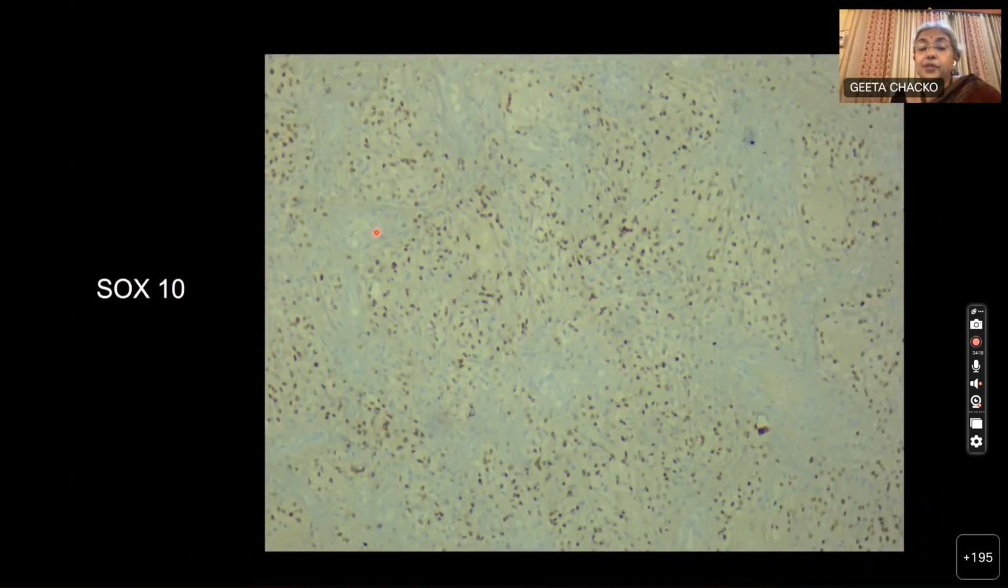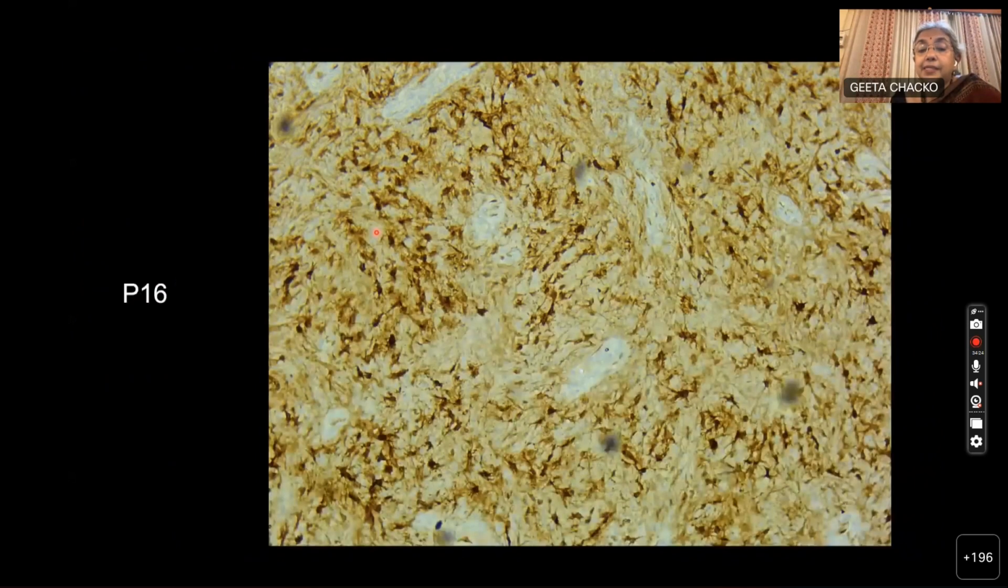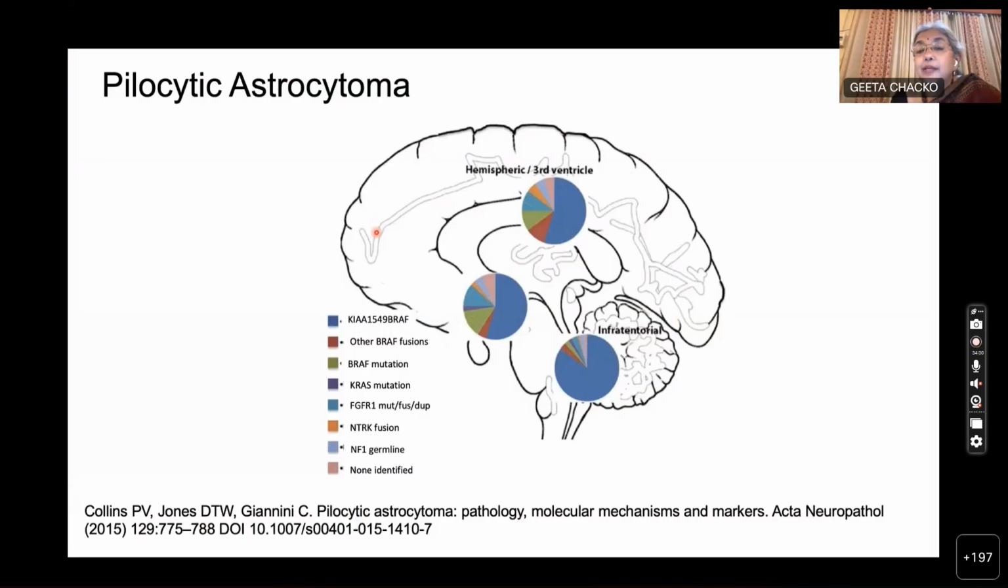Two markers that more recently people talk of as helping are the transcription factor SOX10 and P16, and these are positive in pilocytic astrocytomas. So that together with that appearance makes one think of a pilocytic. I'm just telling you in the situation where it's not typical. Otherwise, you don't need to do any immuno at all. You can just make a diagnosis on the histology.